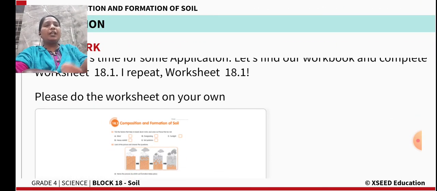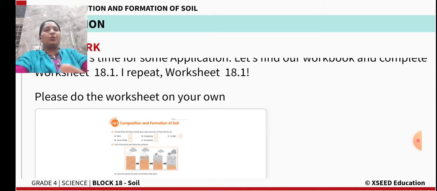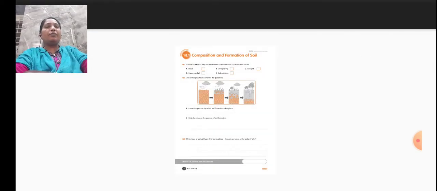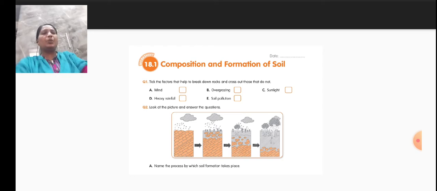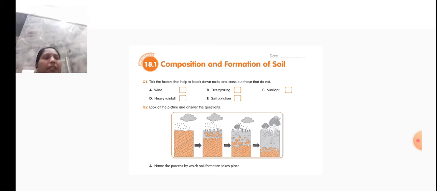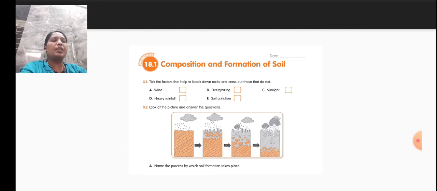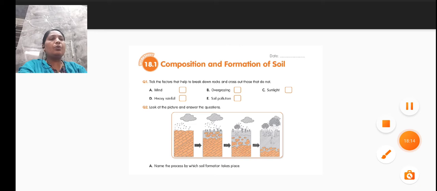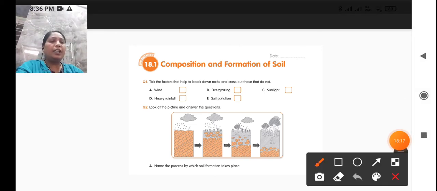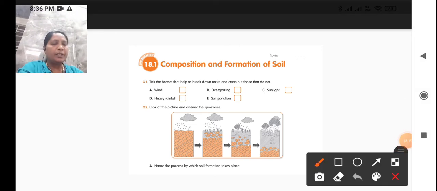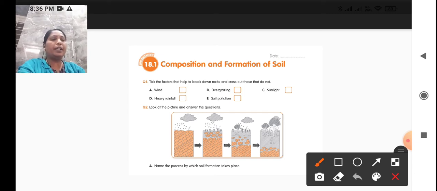So now, shall we see the worksheet which was given to you and try to complete it. You can see here, tick the factors that help to break down rocks and cross out those that do not. You can use your workbook page number 17 and try to complete this. Which things are helping in the formation of soil? Which things are helping to break down the rocks?